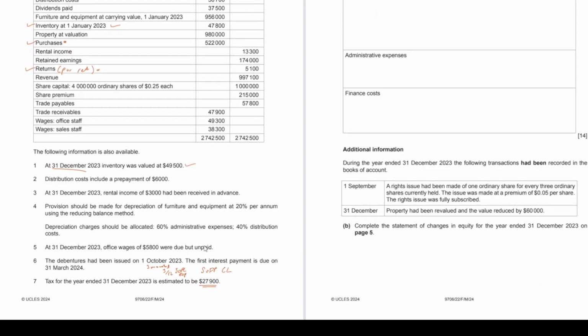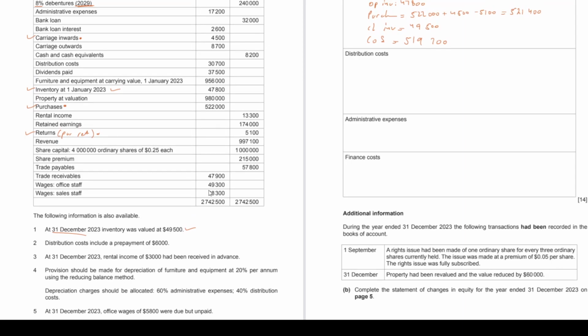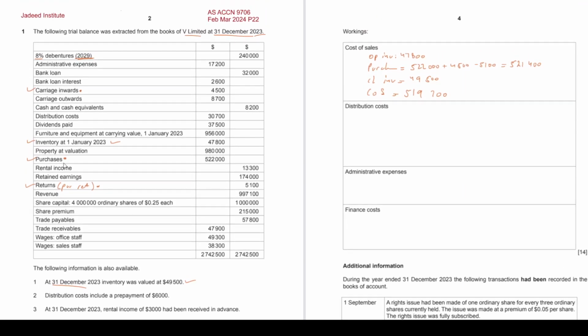We have taken... That's it? Just the closing inventory? Yeah. So that's it. Distribution cost now. Pretty sure there are some adjustments. I mean, that's why they have the workings tab here.